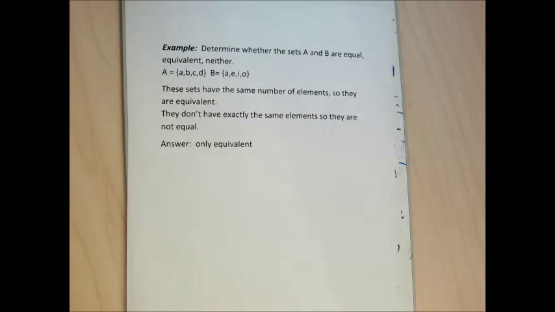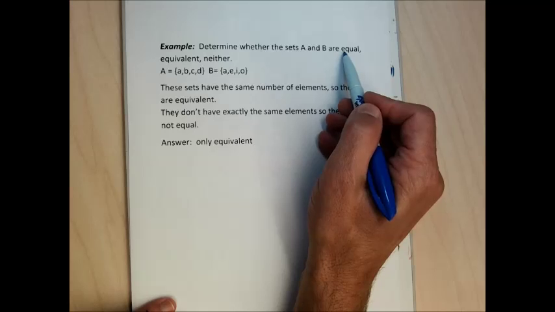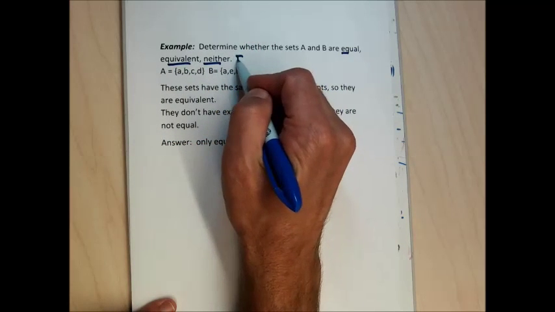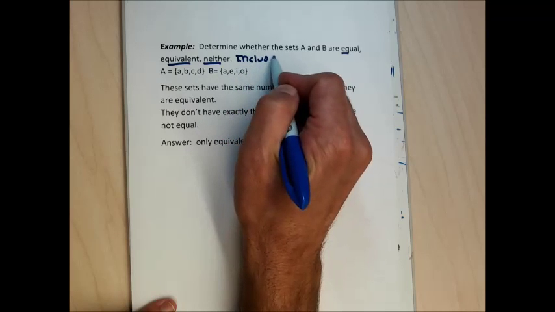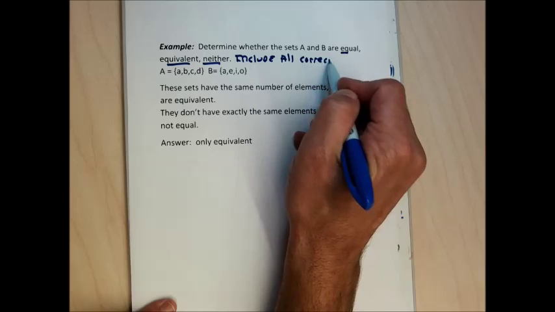These problems are missed a lot on the tests over Chapter 1. The instructions are determine whether the sets A and B are equal, equivalent, or neither. It should say include all correct choices.